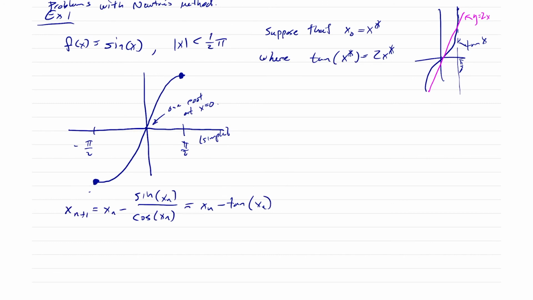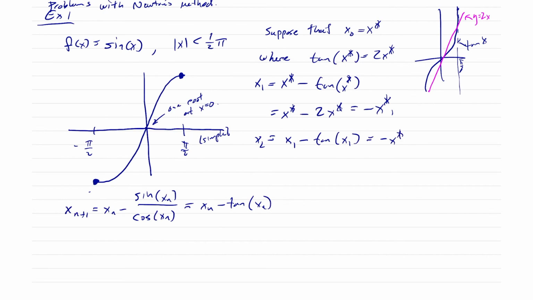And then what do we find? Well, that means that x1 is going to be x star minus tangent at x star. And that is going to be x star minus 2 x star, which is minus x star. Okay, then what is x2? Well, x2 would just be x1 minus tangent at x1.